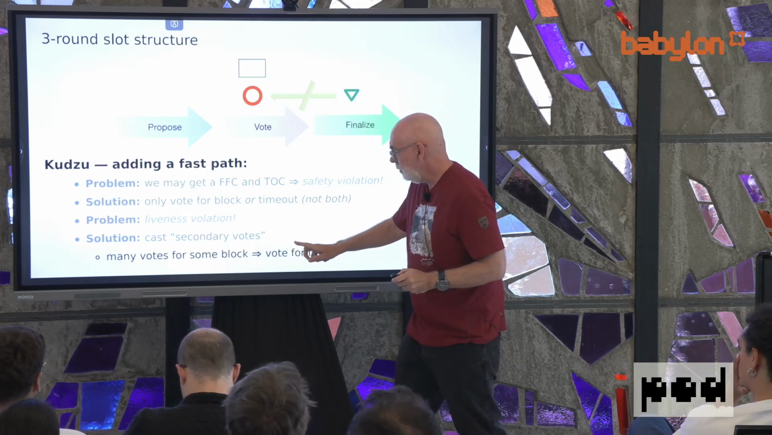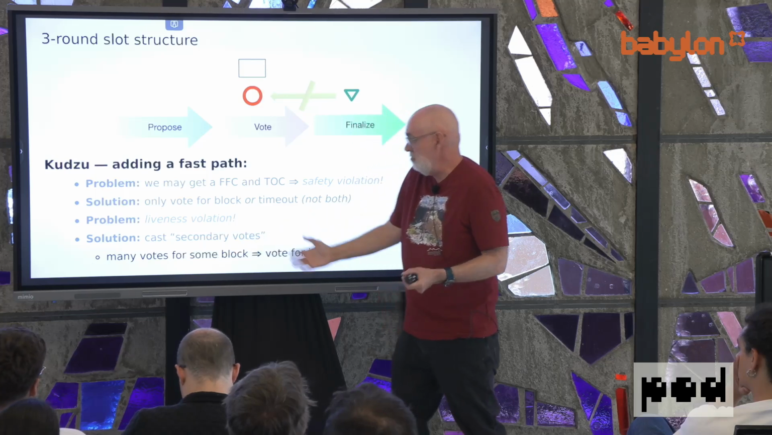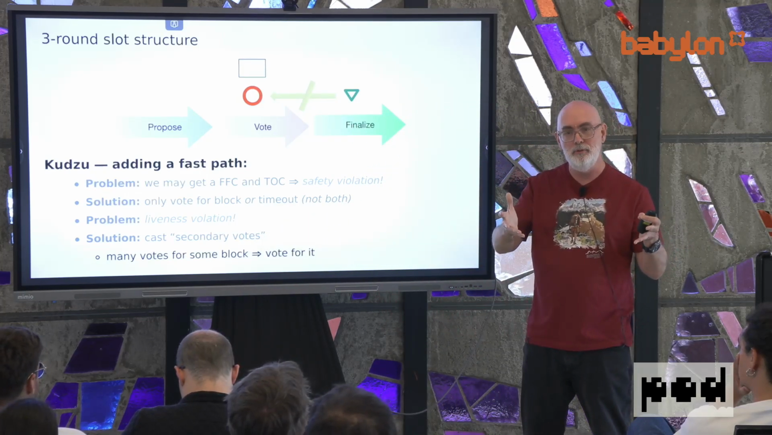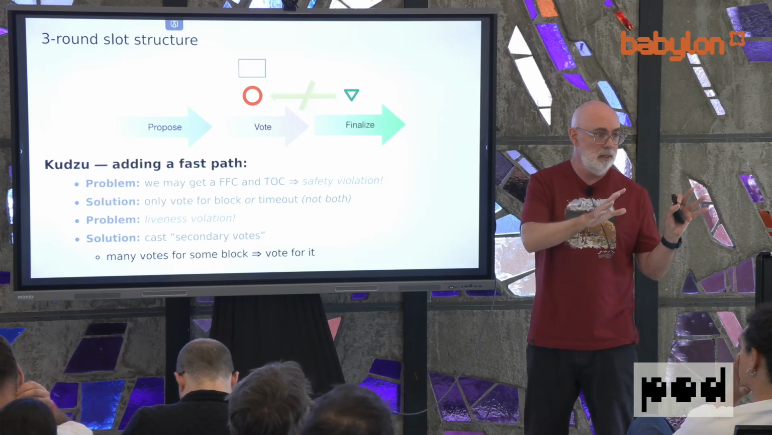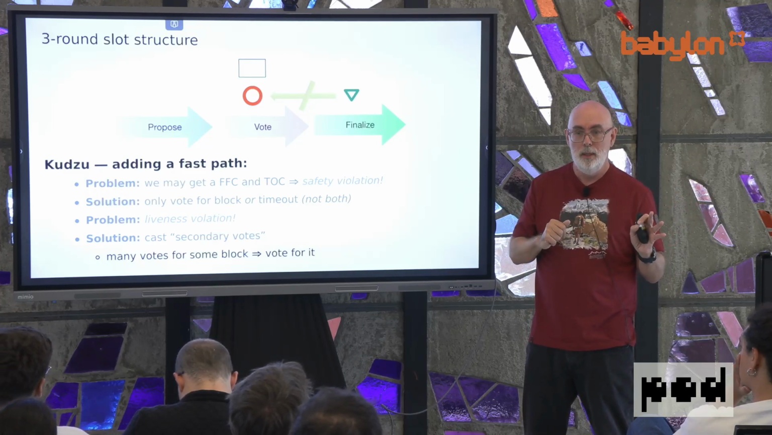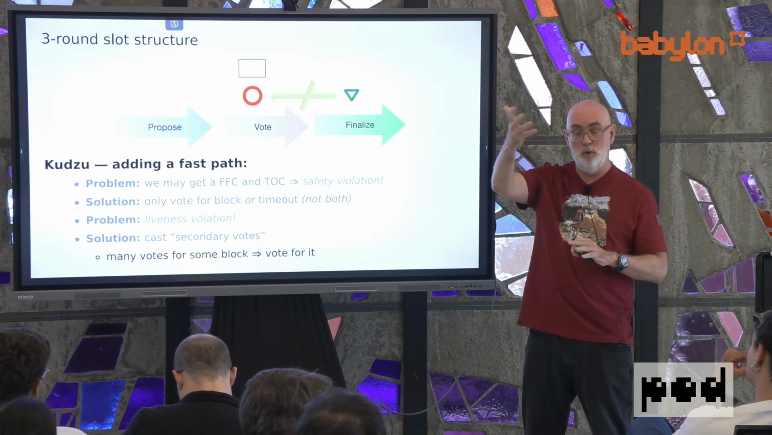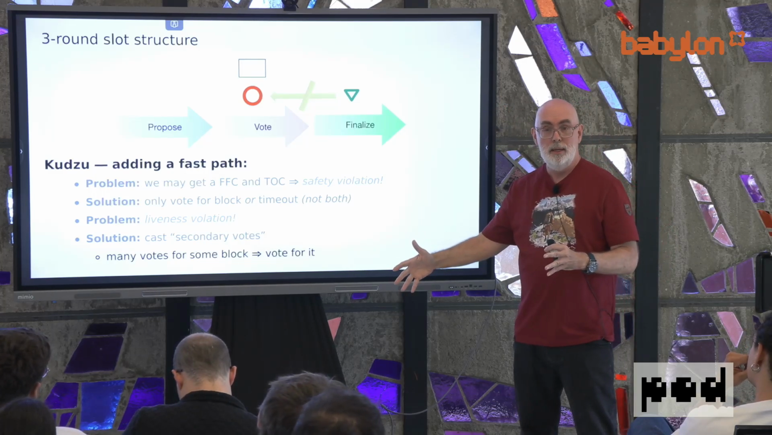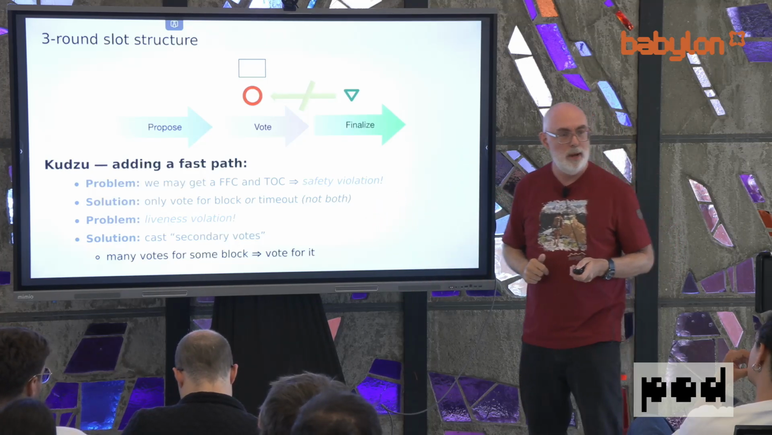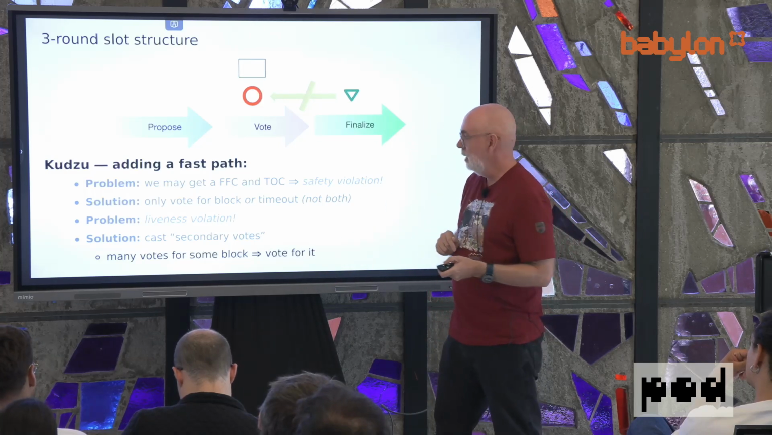One is if I'm stuck here waiting, but then I see a bunch of votes. I'm not going to tell you exactly how many, but I see a bunch of votes for a block, and it's a block that I didn't vote for before. Maybe I just voted for a timeout before. Or maybe I voted for one block because the leader was malicious and is equivocating, but I see many votes for another block. I'm going to jump on the bandwagon and vote for that one too. Okay? And that'll be my secondary vote.